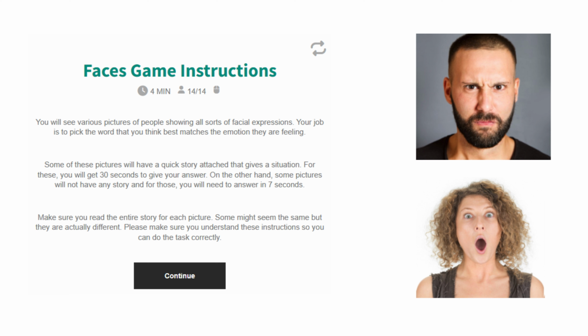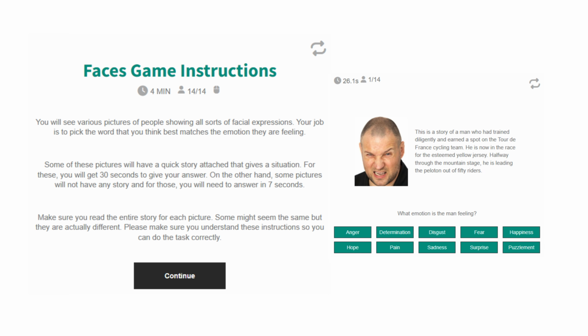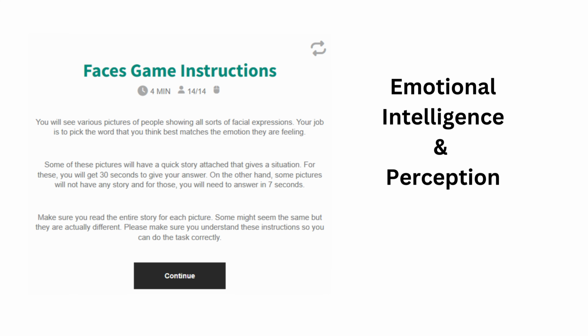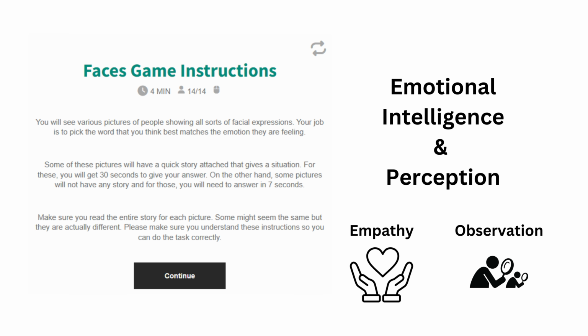In the Faces game, you are presented with images of people expressing different emotions. Sometimes these images are paired with a short description of the situation. Your task is to determine which emotion is expressed in each image. This game is measuring your emotional intelligence and perception, which in turn helps determine your empathy and observation skills.